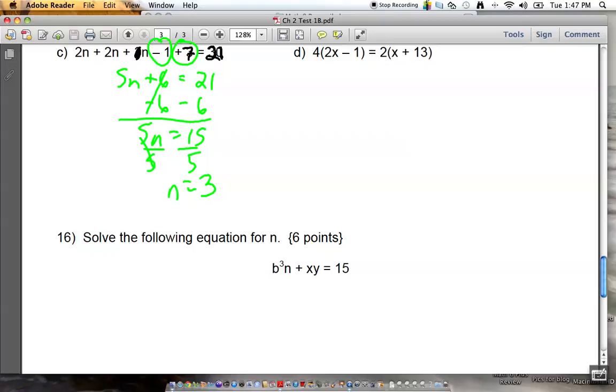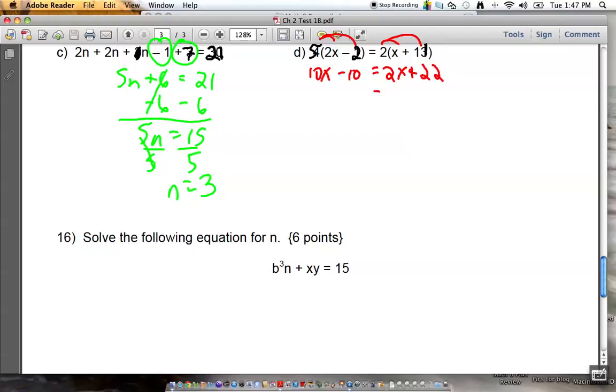What do we have here? What does it say? It's 5 parentheses 2x minus 2 equals 2 parentheses x plus 11. Okay, so let's work this one through. Ready? I'm going to distribute the 5 because I see a number outside parentheses. That should be automatic. 10x minus 10 equals, distribute again, 2x plus 22.